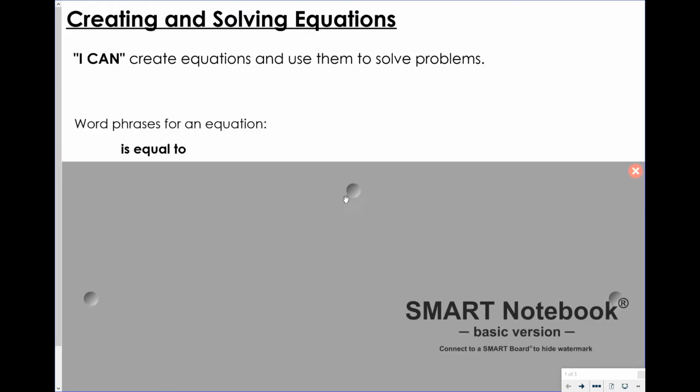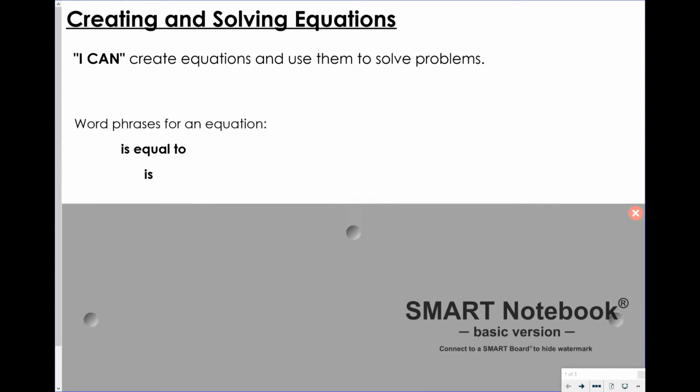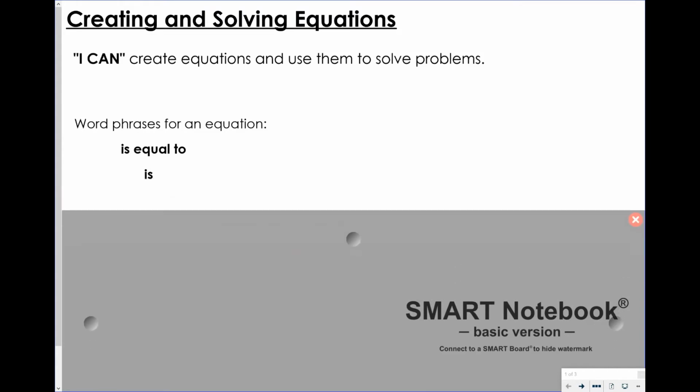So our first word phrases for equations, what you guys need to look out for is equal to and is. So look out for those in your equations. Word phrases for equations.